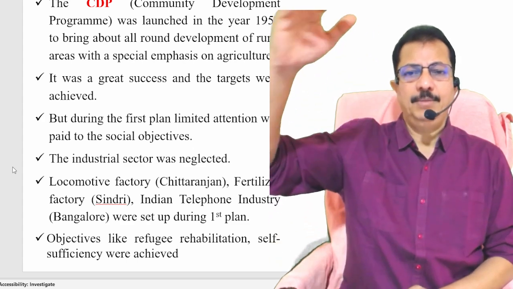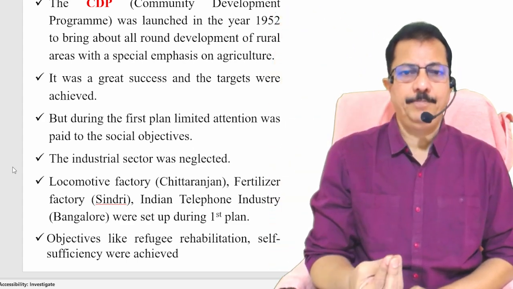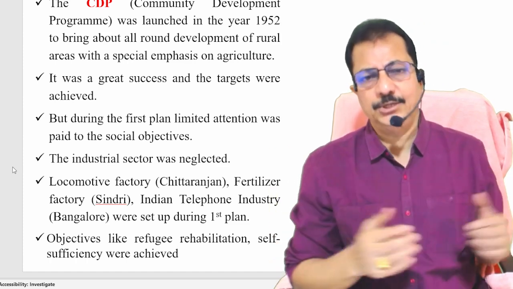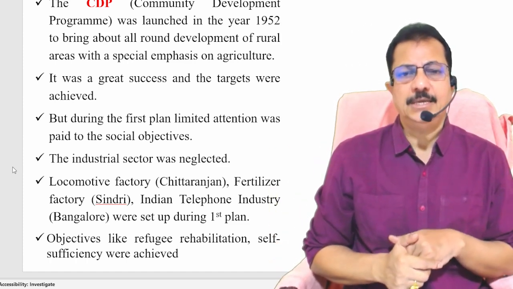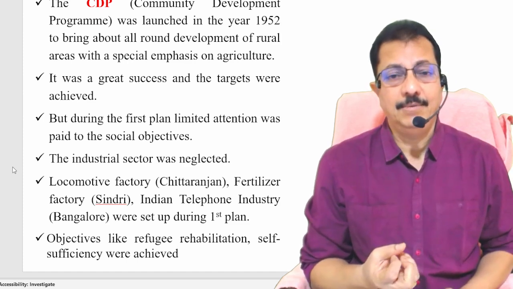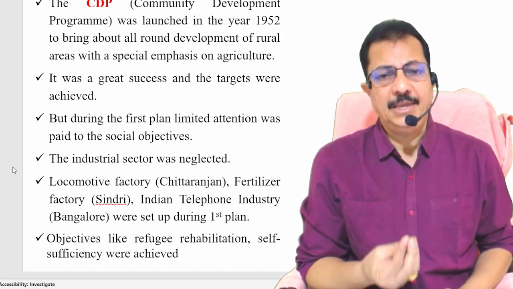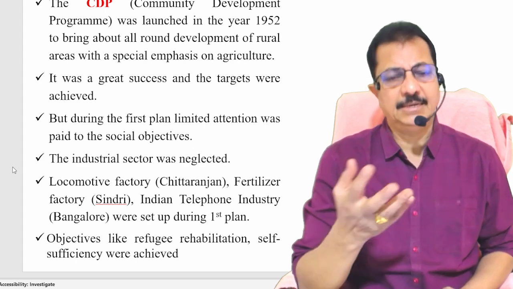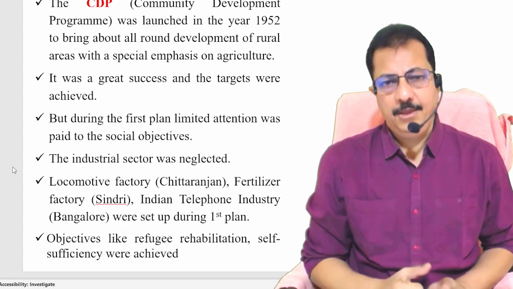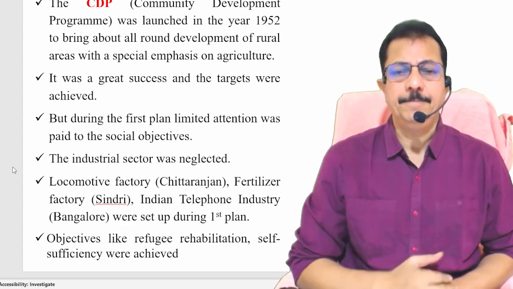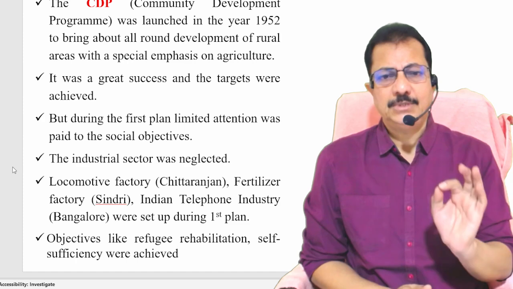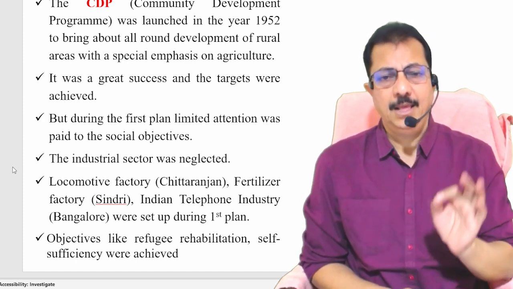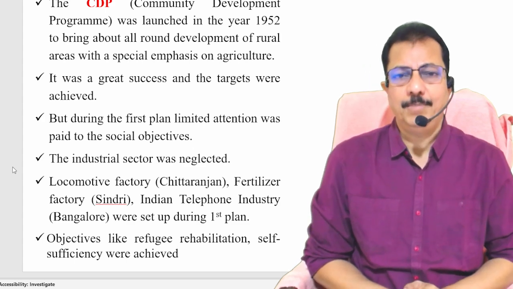So if you want to develop the nation, start from the grassroots level. Develop all the villages. In India, you have more than 6 lakh villages. If you develop all the villages, then obviously all mandals are developed. All mandals are developed means all districts are developed. All districts are developed means the state is developed. If all the states are developed, then automatically the nation is developed. That was the idea proposed by Mahatma Gandhi at that time, and it was implemented in the name of the community development program.